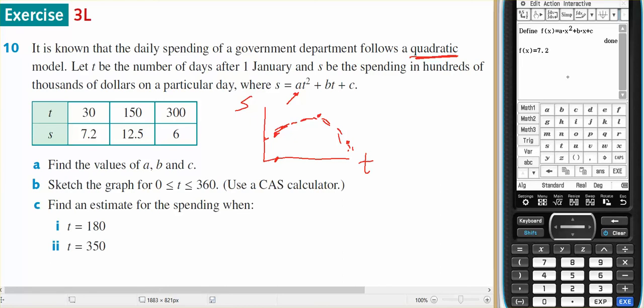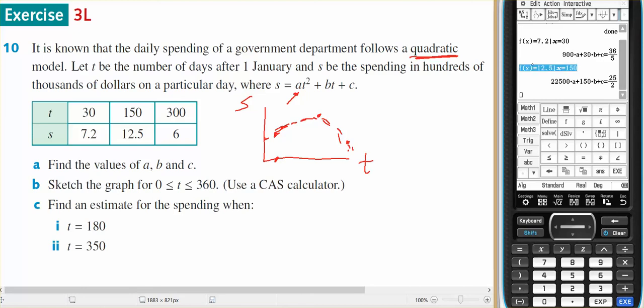7.2, given x equals 30, and that gives me my first equation. If I drag all of that, I'm now going to make it equal not 7.2 but 12.5 when x equals 150, and I'm going to take it again and make it equal 6 when x equals 300. And there's my third equation.